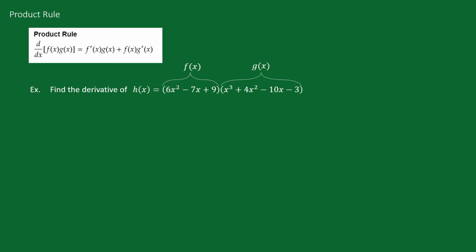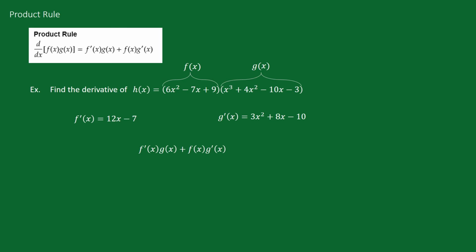The product rule says that we also need the derivatives of f of x and g of x individually, so let's find those derivatives using power rule. So for f of x, I'm going to get my derivative is 12x minus 7, and for my g of x, I'm going to get the derivative is 3x squared plus 8x minus 10. Now that we have all the pieces, let's put them all together.